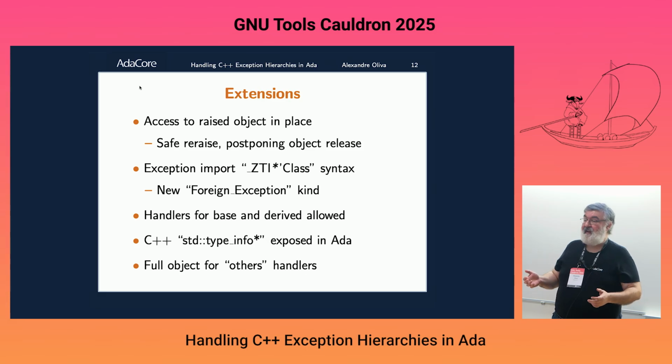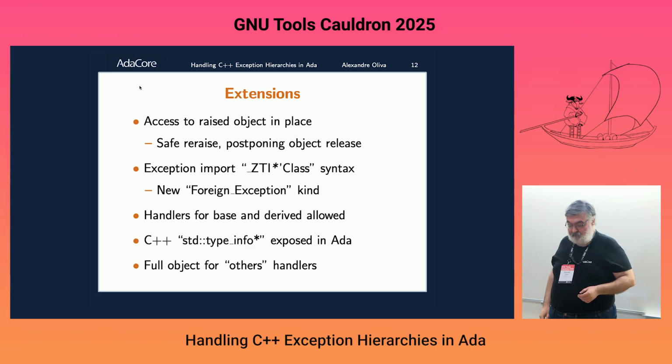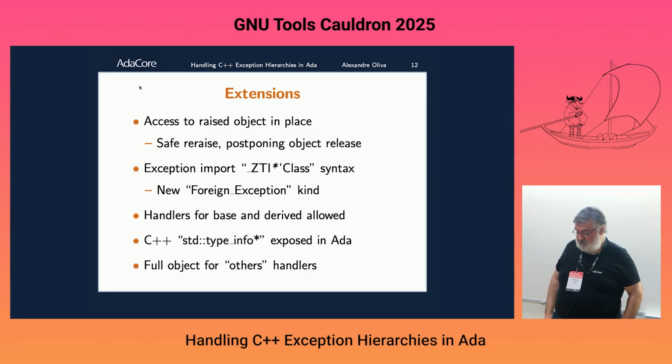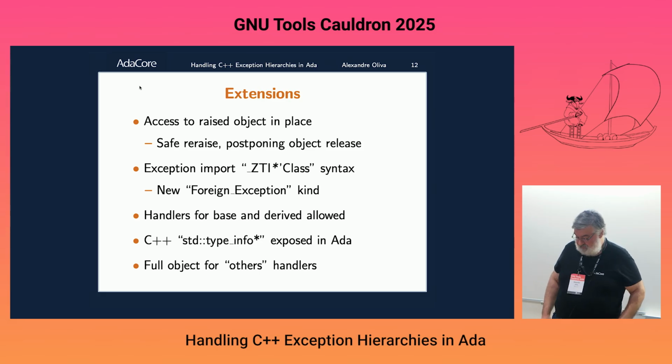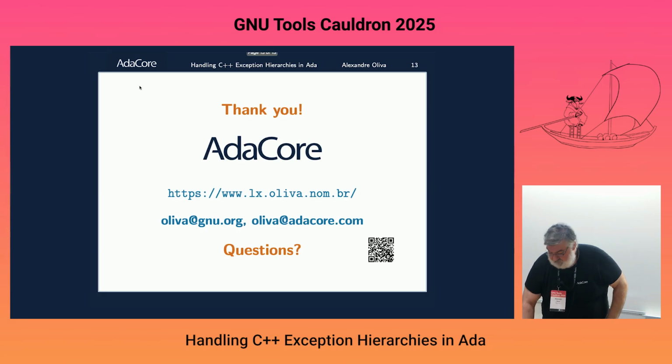So we have to allow that and specify that the first matching handler is the one that gets the exception. The type info objects are now exposed in Ada, so you can do interesting stuff, including dynamic casting. And we can get the full objects for catch-all handlers, which you could do before with limitations. Now those limitations are overcome. And that was it.